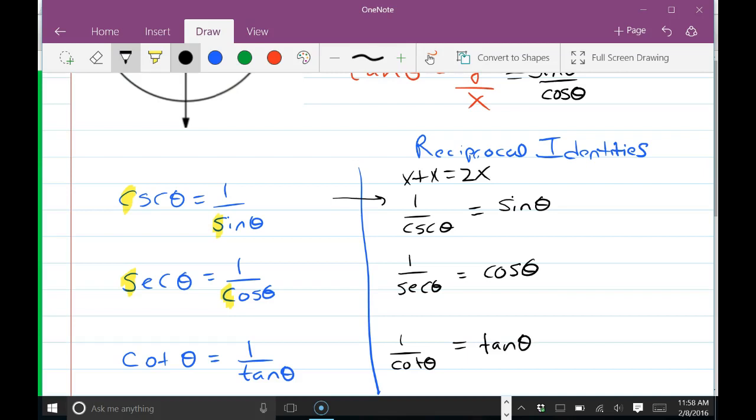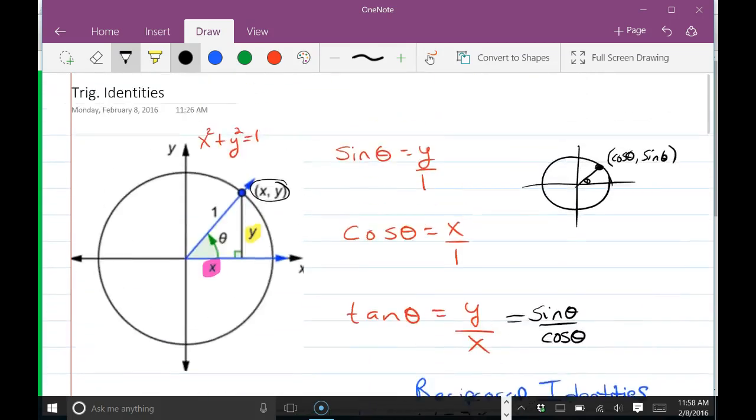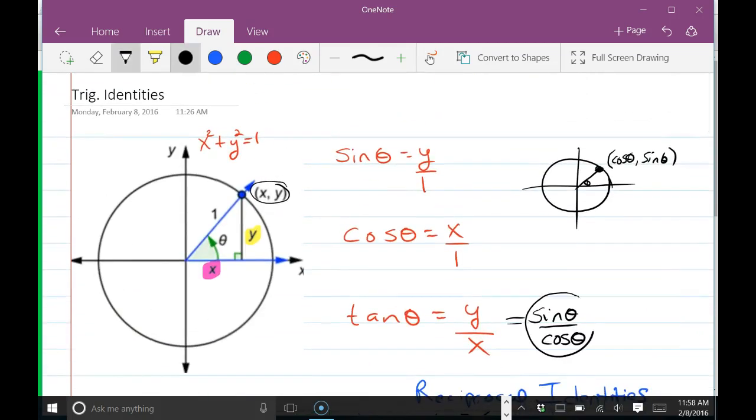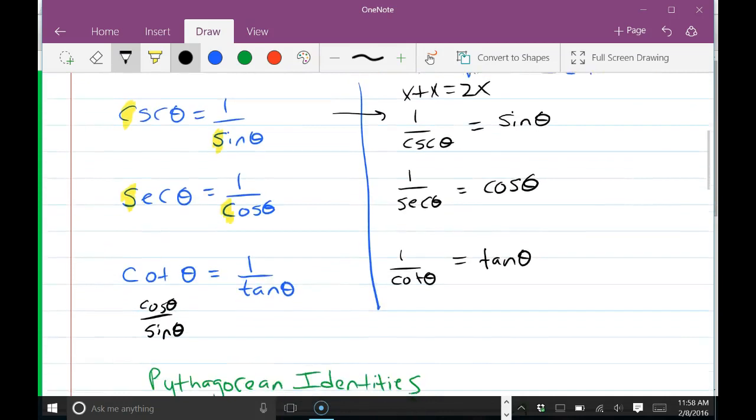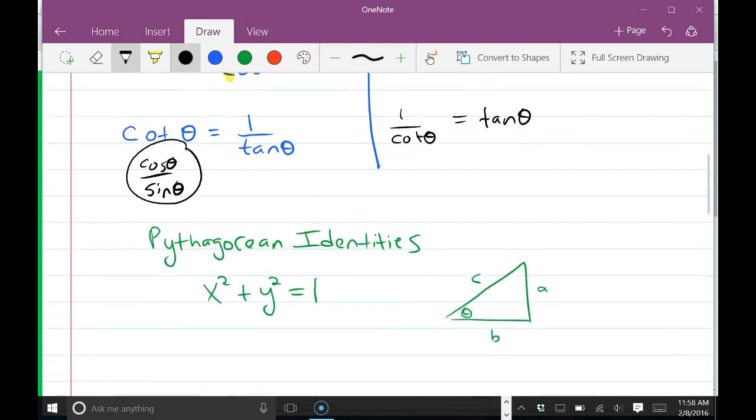Now, I just want to add here that cotangent, since it's the reciprocal of tangent, can be thought of as cosine over sine. So tangent, which we did up here, is sine over cosine. Cotangent is cosine over sine. I think of the cotangent having the co on top. That's our first set of identities.